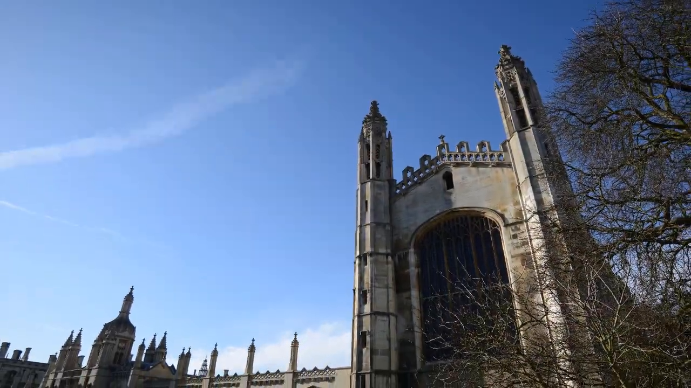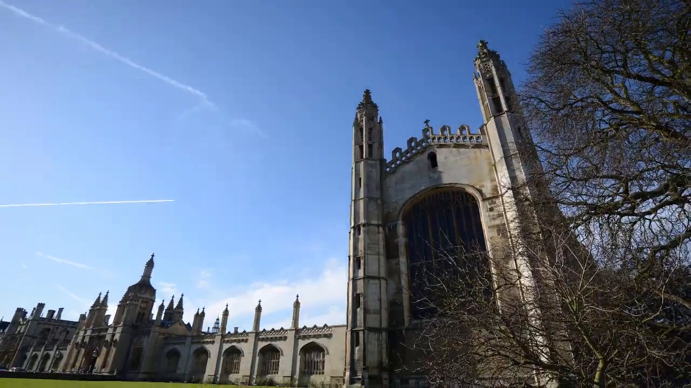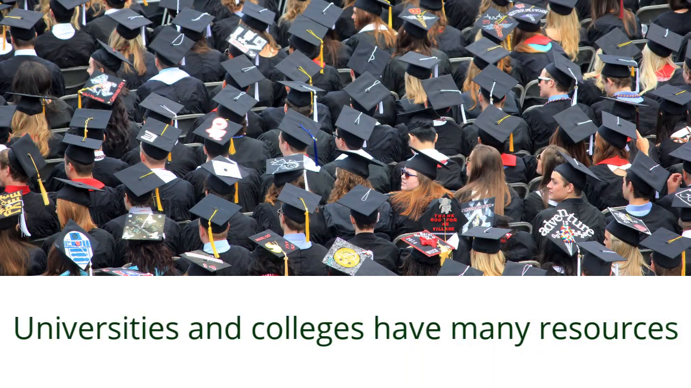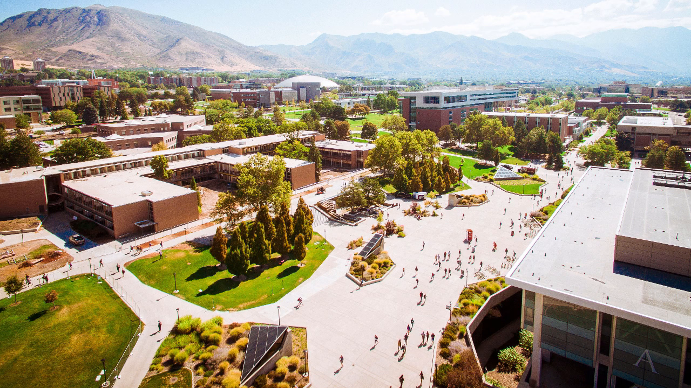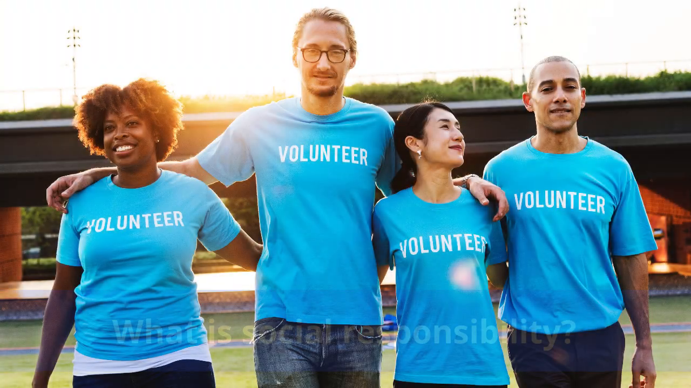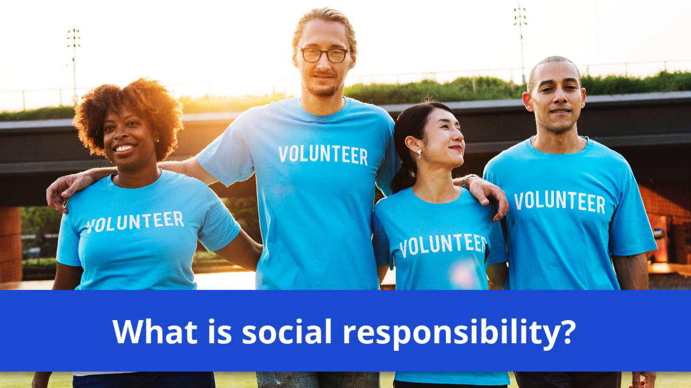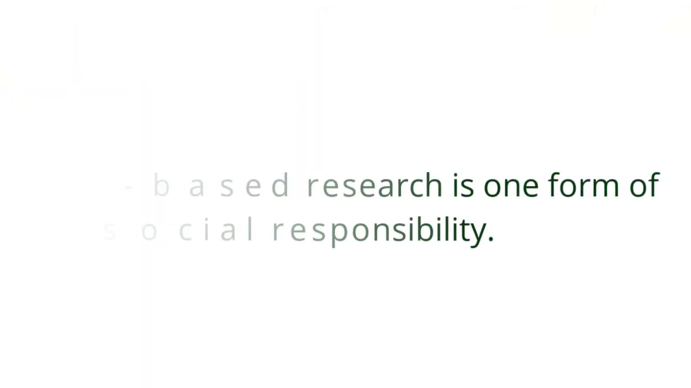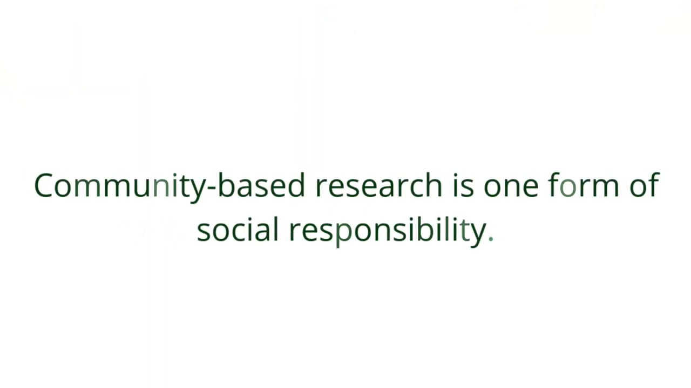Universities and colleges have lots of resources compared to most community organizations. They have expertise in a broad range of areas, and they have human resources in the form of thousands of students. Not to mention funding sources, physical space, and access to valuable networks, all of which can benefit communities. The idea of social responsibility suggests that universities and colleges have an obligation to act in ways that benefit their communities. Community-based research is one form that this can take.